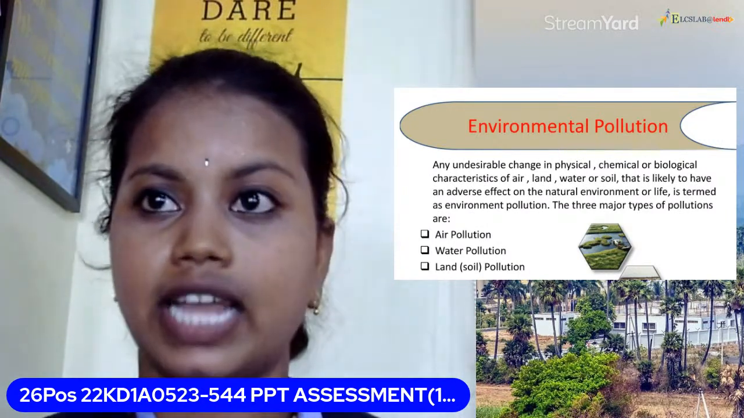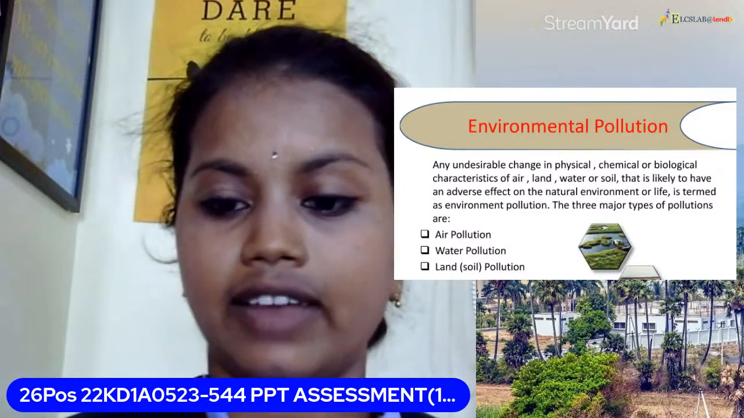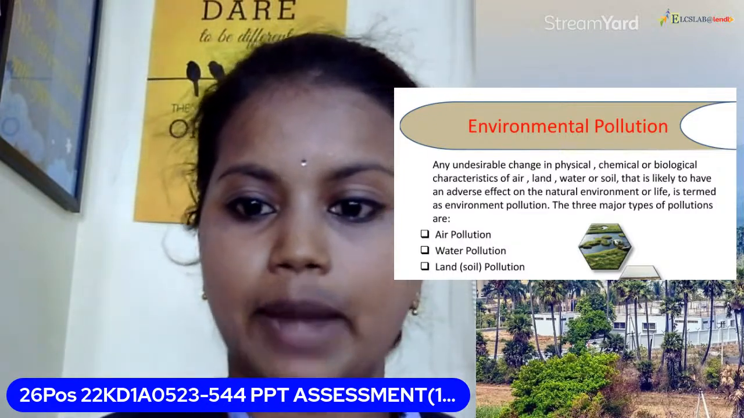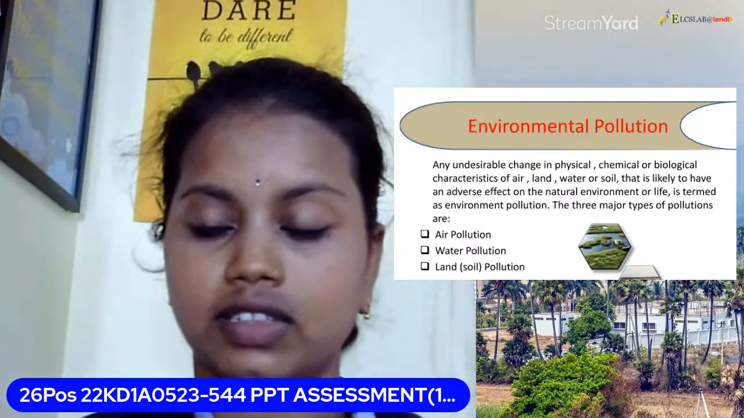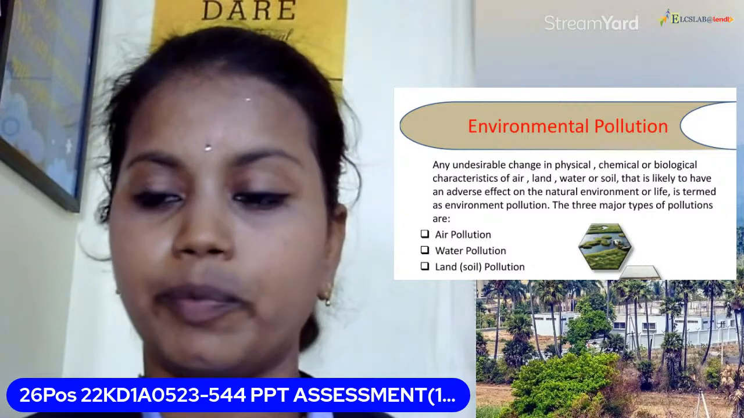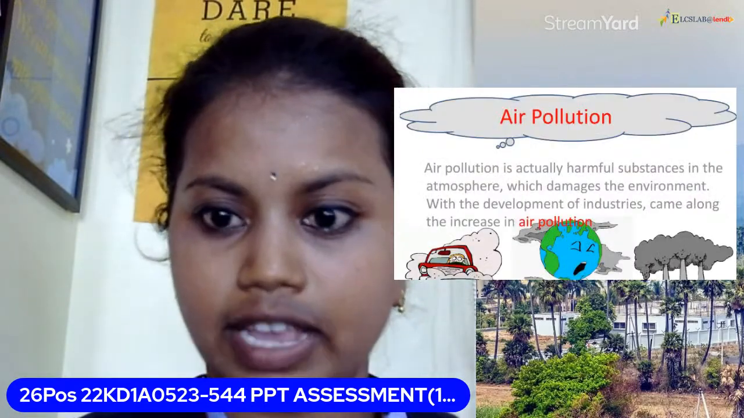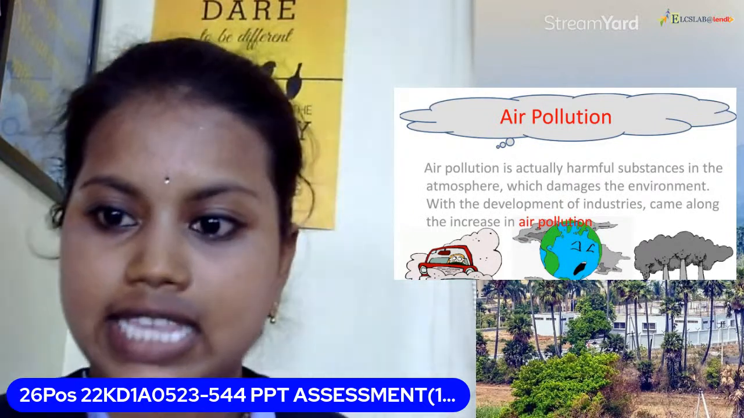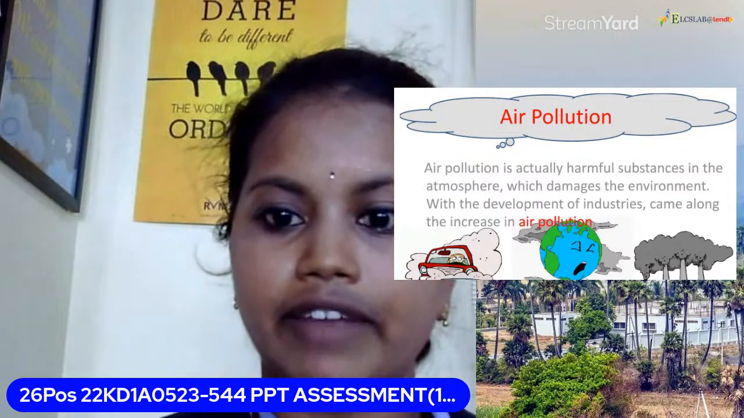There are three major types of pollution. One is air pollution, the second one is water pollution, and the third one is land pollution. We suffer so many health issues that affect our lives. Air pollution is actually harmful substances in the atmosphere, which damage the environment.